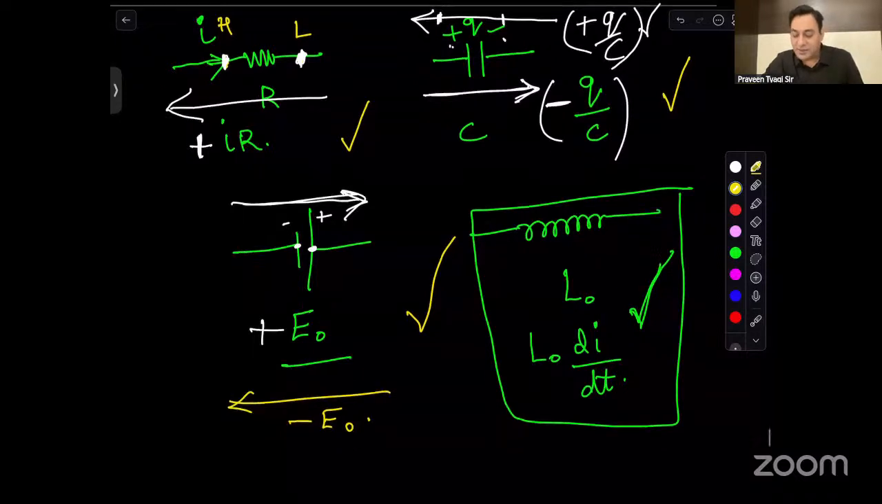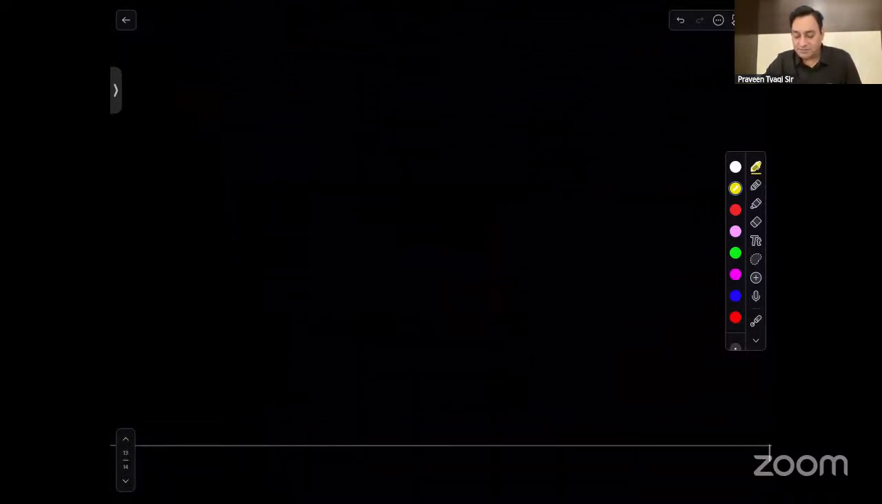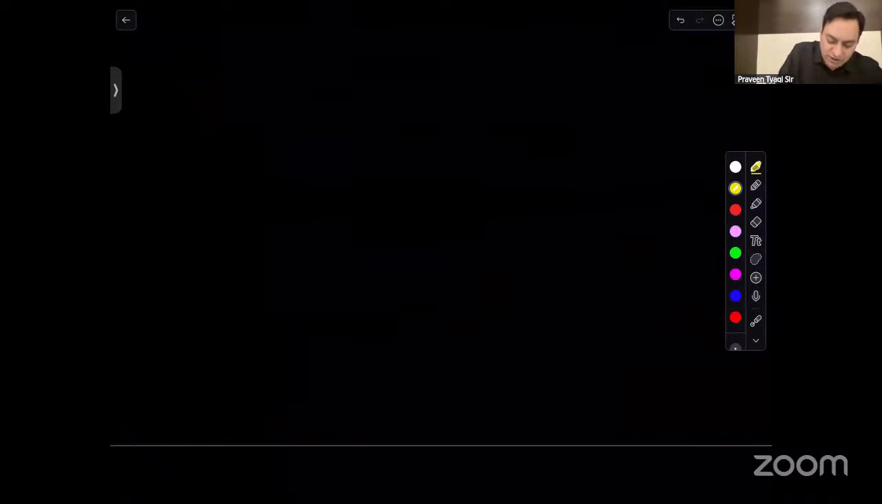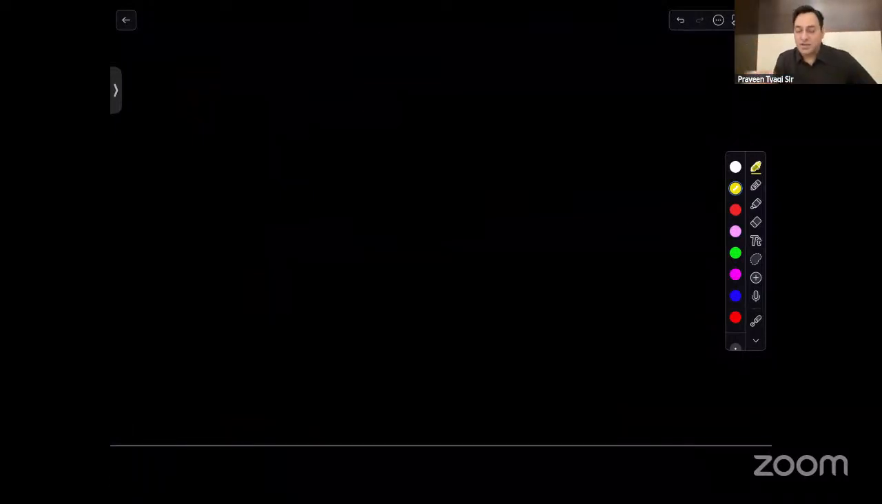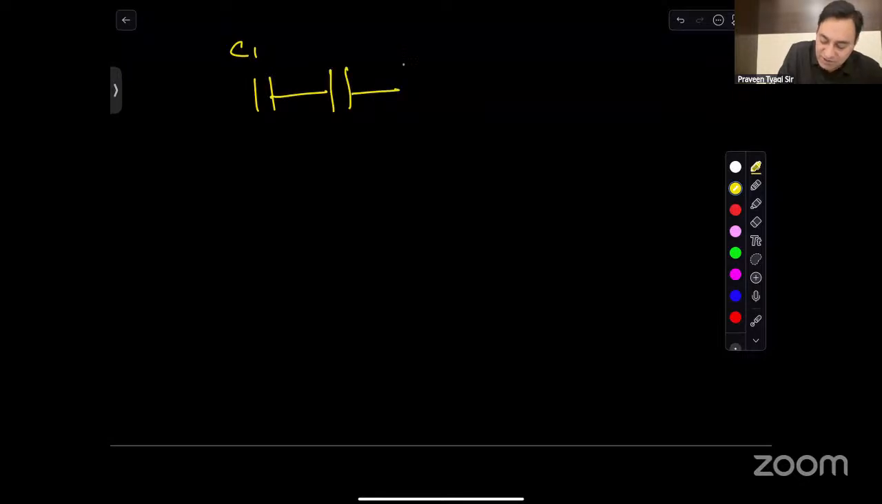Now, let's practice some questions for capacitance, where there is one series and parallel derivation. Quickly, I'll do it because they are also derived from this only. See, I'll show you. Suppose I have a capacitor C1, a capacitor C2, a capacitor C3, a capacitor C4, and so on, up to Cn.